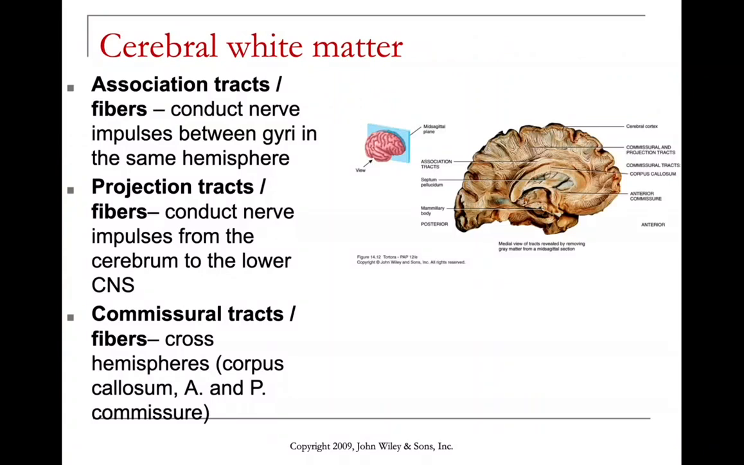When we look at the cerebral white matter, we have association tracts or fibers that conduct nerve impulses between the gyri in the same hemisphere. The projection tracts or fibers conduct nerve impulses from the cerebrum to the lower CNS. And then the commissural tracts or fibers cross the hemispheres. This would be things like the corpus callosum and the anterior and posterior commissure.